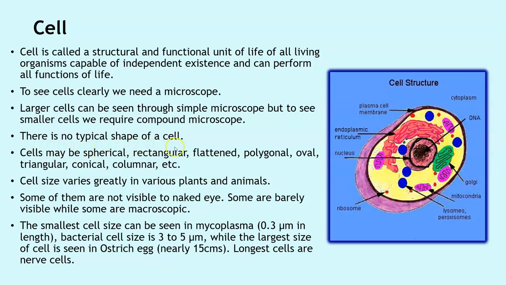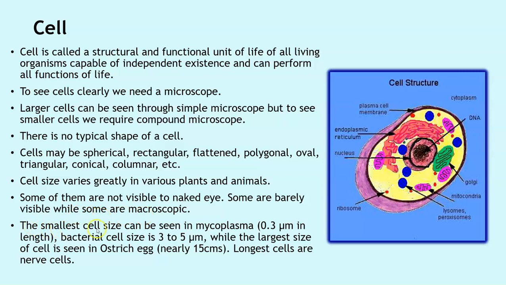There is no typical shape of a cell. Cells may be spherical, rectangular, flattened, polygonal, oval, triangular, conical, columnar, etc. Cell size varies greatly in various plants and animals. Some of them are not visible to the naked eye. Some are barely visible, while some are microscopic.